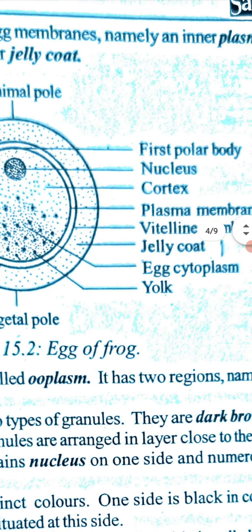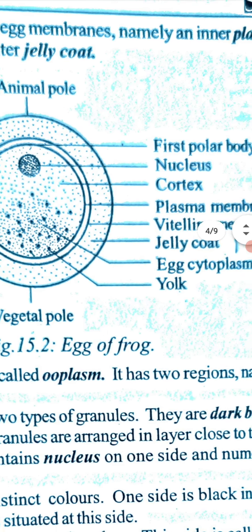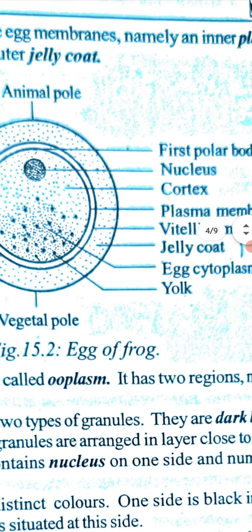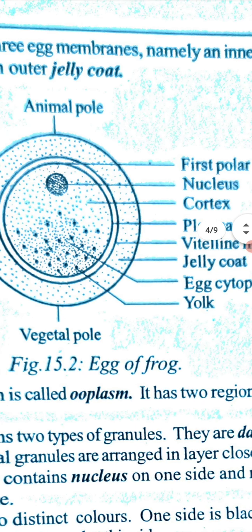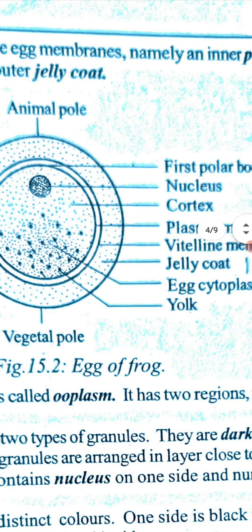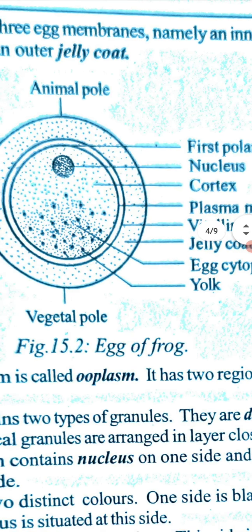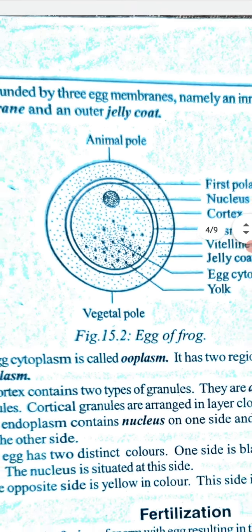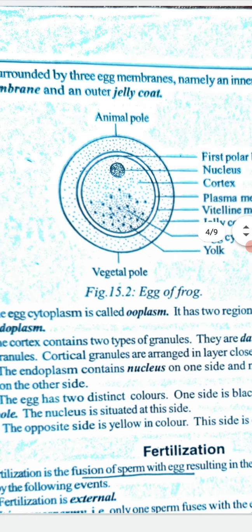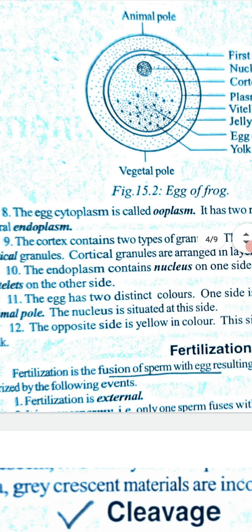The egg cytoplasm contains a large amount of yolk present on the vegetal pole, and on the anterior side there is the nucleus, and the first polar body is present near the cortex. This is the figure of the mature egg of frog.